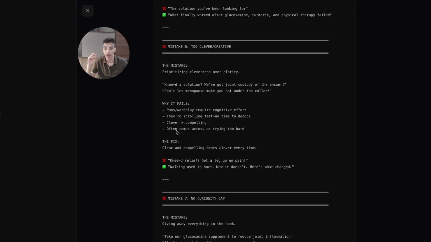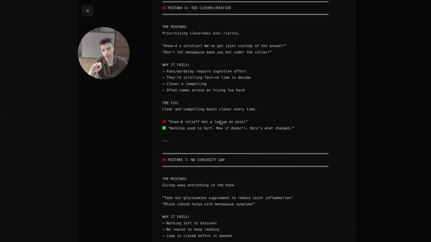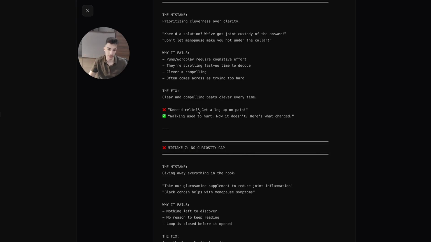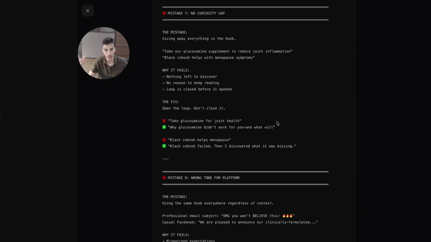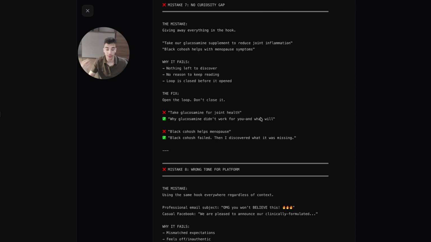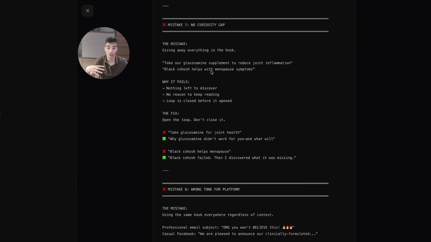Clever, compelling often comes across as trying too hard. The fix: clear and compelling beats clever every time. It's always clear. Need a relief, get a legs on a pain. Walking used to hurt, now it doesn't. Here's what changed. Simply, walking used to hurt, now it doesn't. Here's what changed. People think, okay, what's changed? Then create an open loop. Again, talking about them. Use storytelling, and you win continuity, like the hold rate. But being clever, you lose in the first few seconds, so the whole rest of the message doesn't matter. Mistake 7, no curiosity gap.